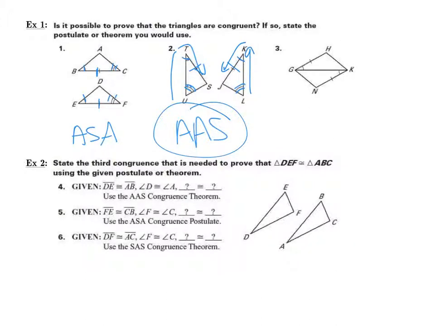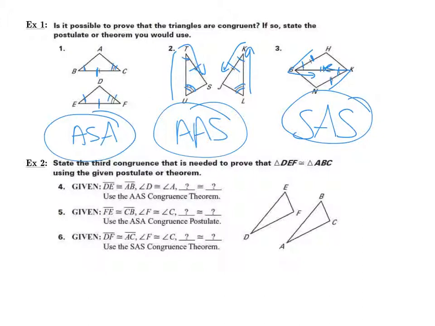Number 3, we have side, angle, and then we have side. So to prove these congruent, we would have to say side, angle, side. So they are all congruent by 3 different ways: angle, side, angle, angle, angle, side, and side, angle, side.